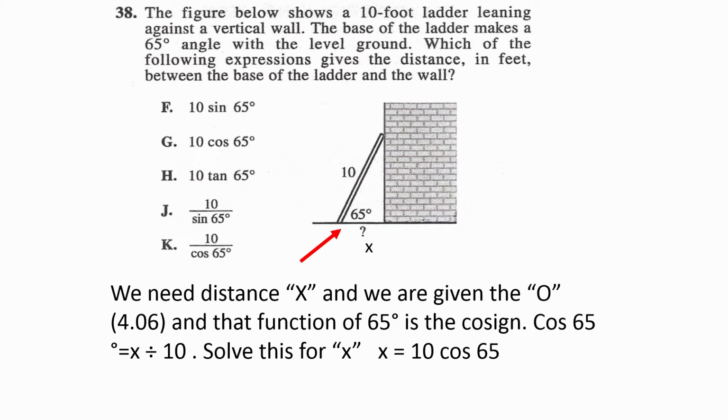And that function of 65 degrees is the cosine. So cosine 65 degrees is equal to what we don't know, the distance to the wall, x, divided by 10. All we have to do is solve this equation for x, and I'm sure you know how to do that. If you want to review the algebra section, if you don't know how to do it, you will know how to do it then. It's x equals 10 cosine 65.